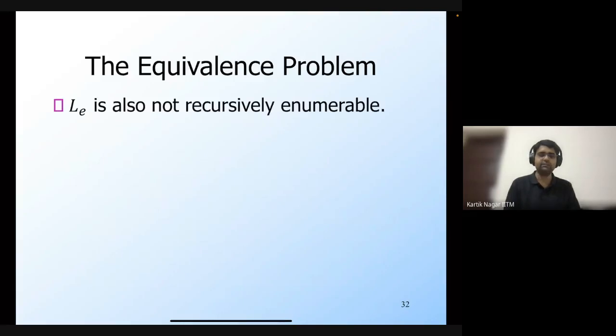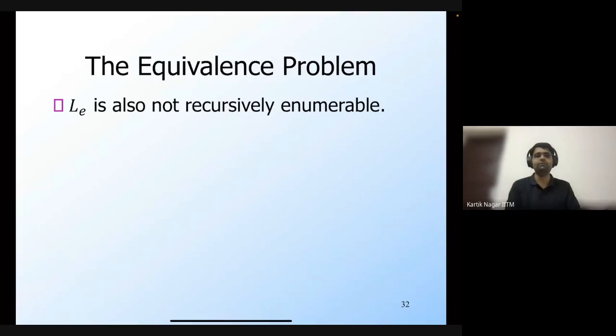However, we can say something more. Not only is it undecidable, but it is also not recursively enumerable. So remember that Rice's theorem only says that some problem is undecidable. So all problems which are not recursive are undecidable.